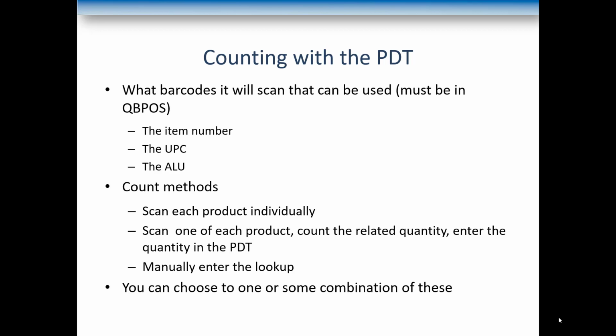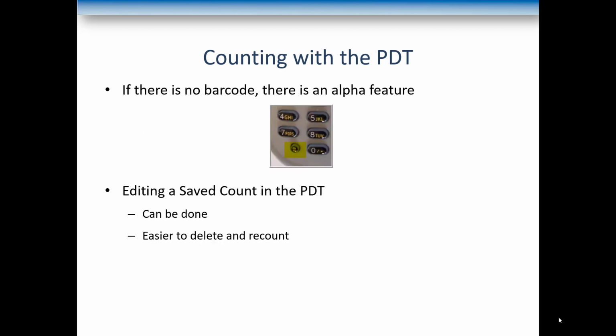Keep in mind that you can also type in the item number itself. So let's say that the barcode is damaged on the tag, but you can see the item number, or maybe you don't have a barcode at all on that. You can go ahead and type in the item number, the quantity, and save. Again, if there's no barcode, you've got the alpha feature, and you can go ahead and type in that information.